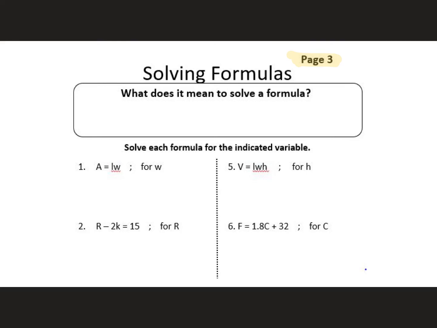For today, we're going to go back and revisit our literal equations. So we're going to be looking at page 3 from your notes, and we are solving formulas. So to begin here, what does it mean to solve a formula? If we're solving a formula, we are using inverse operations to get a certain variable by itself.